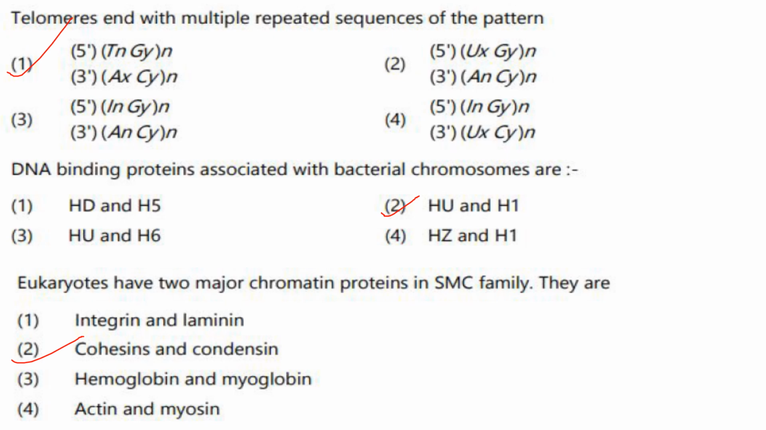Integrins are cell adhesion receptors and not chromatin proteins. Then lamins are nuclear envelope proteins and not chromatin proteins. Hemoglobin and myoglobin are oxygen binding proteins in RBC and muscles. Then actin and myosin are cytoskeletal proteins involved in muscle contraction and cell movement. So the answer here is option 2.